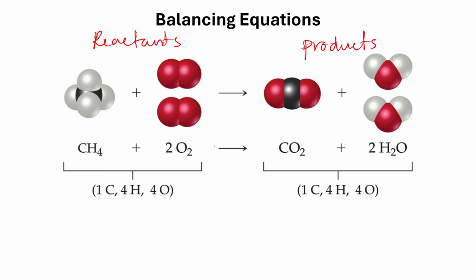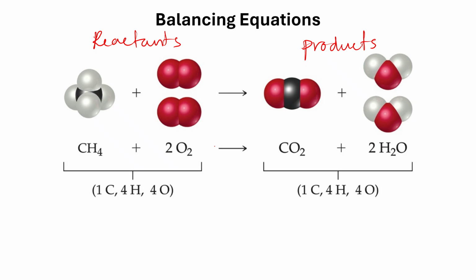Why do we balance equations? We balance chemical equations to make sure we have the same number of each type of atom on both sides. Atoms can't be created or destroyed in a chemical reaction. This is called the law of conservation of mass.